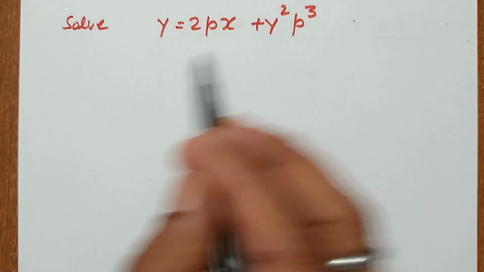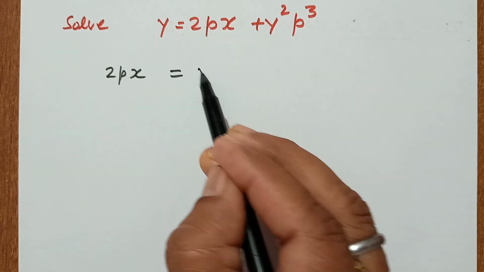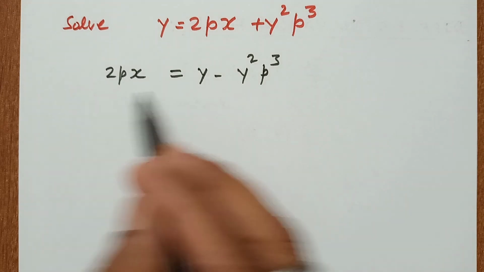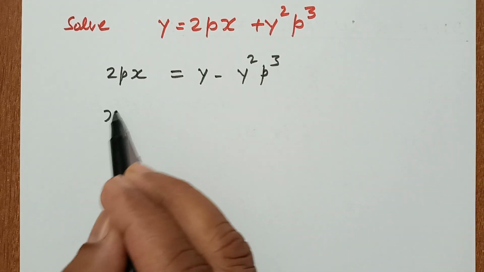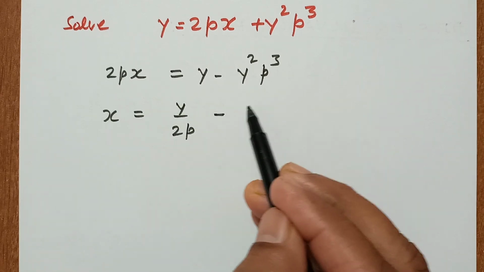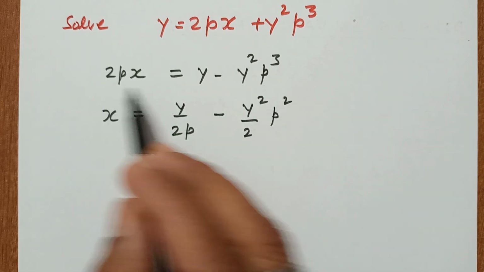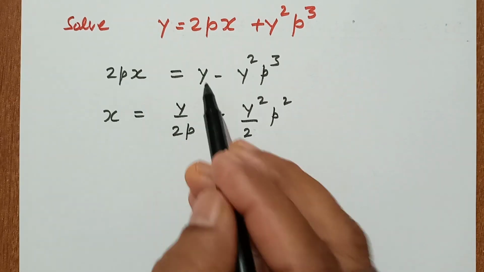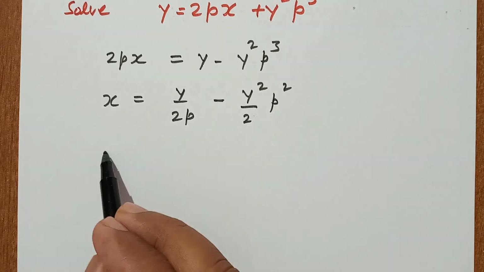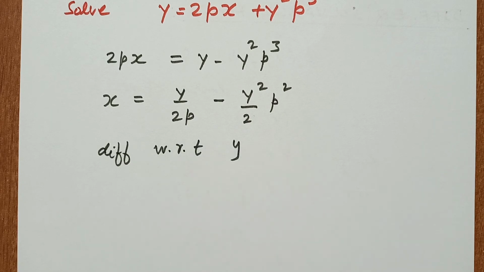So this can be written as 2px = y - y² p³, and dividing by 2p, x = y/(2p) - y² p³/(2p), that is, y/2p minus y² p²/2. Okay. The next step is differentiating with respect to y on both sides.